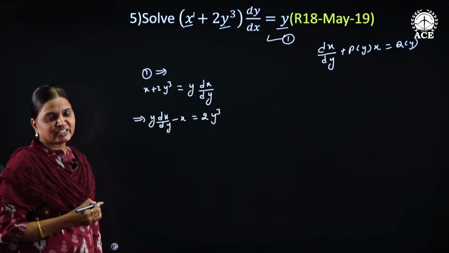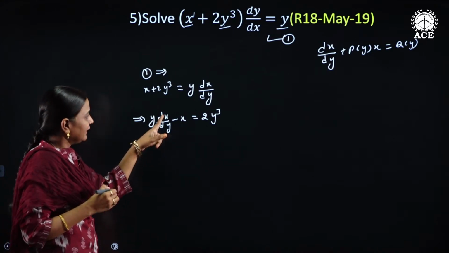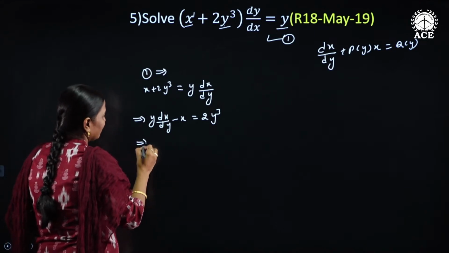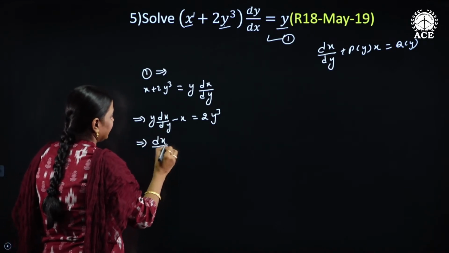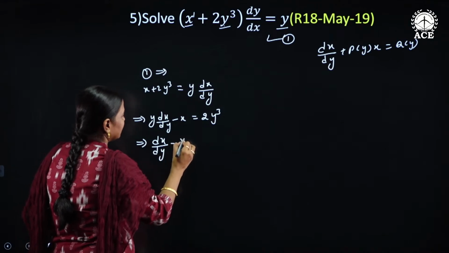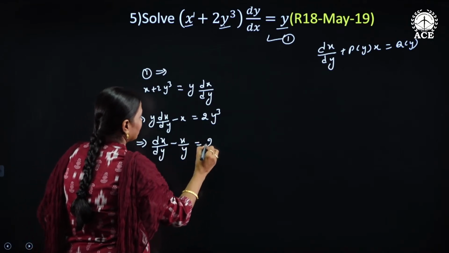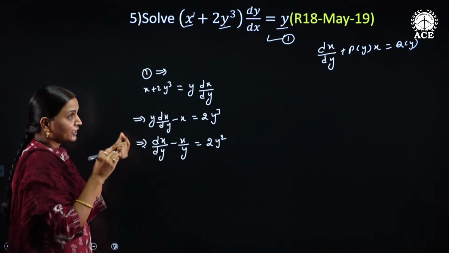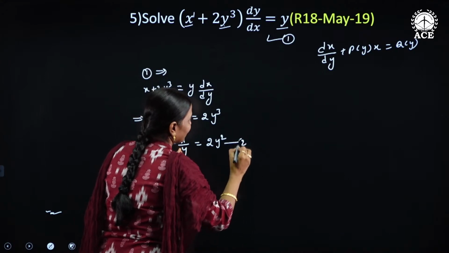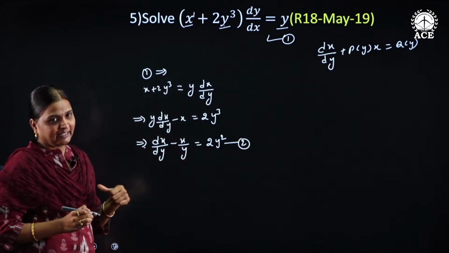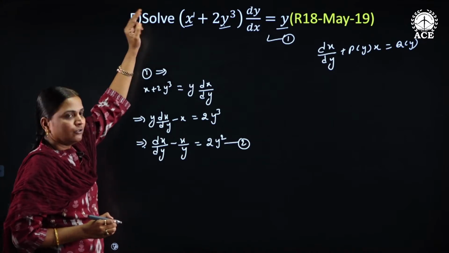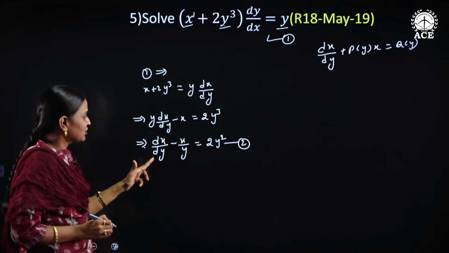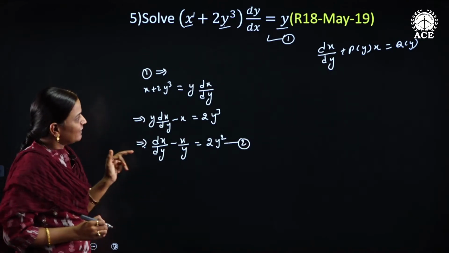Still this differential equation is not in the standard form. Why? Here the dx by dy coefficient is y. So next, divide this equation by y. That is dx by dy minus x by y is equal to 2y square. After dividing by y, we get a new differential equation. Now tell me, this new differential equation is linear in x. When we know the nature of the given differential equation, this is the procedure to convert it into standard form.